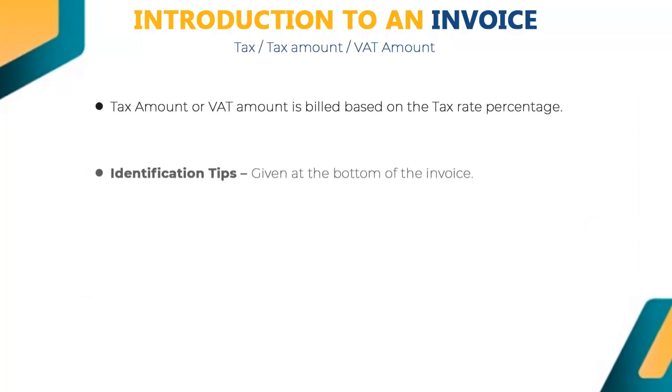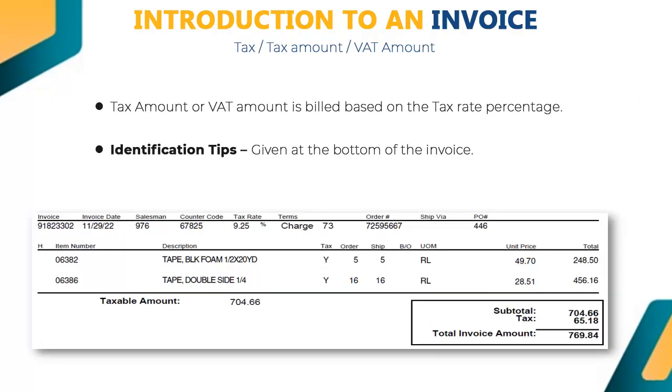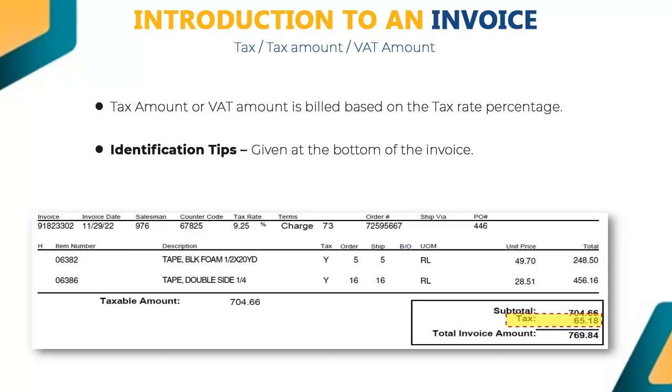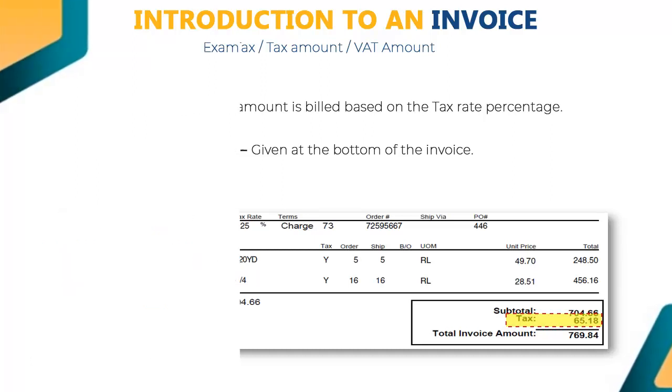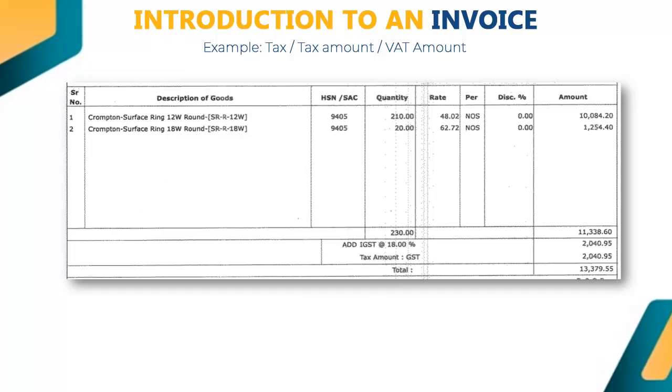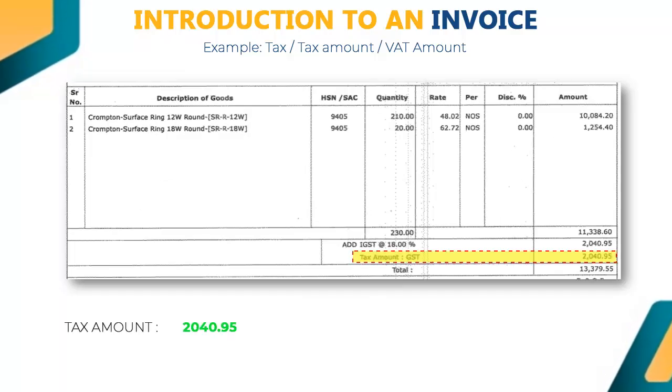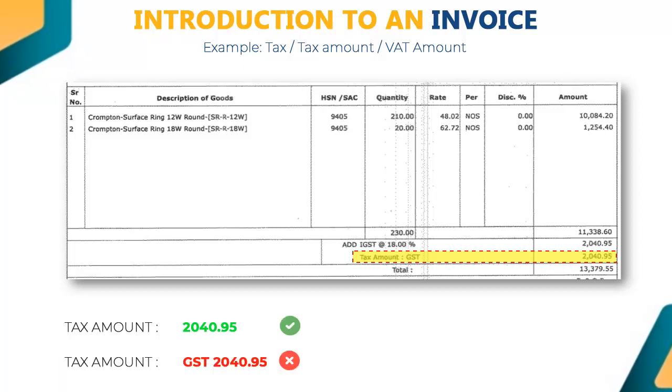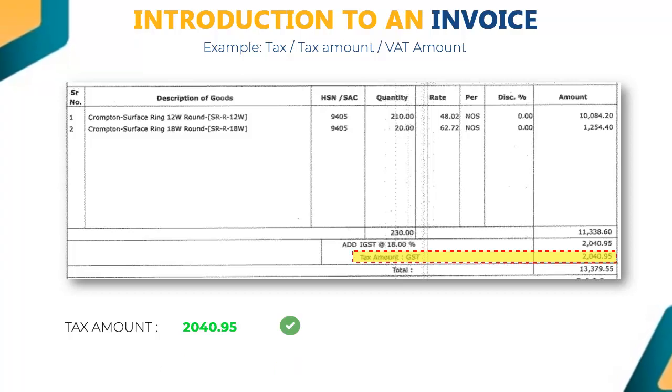Tax amount or VAT amount is billed based on the tax rate percentage. Identification tips: it is given at the bottom of the invoice or below the subtotal or net amount. Key only the amount in numeric value. 2040.95 is the tax amount for this example. Do not key the word tax amount, GST. If the word tax or tax amount is already populated, then remove these words.